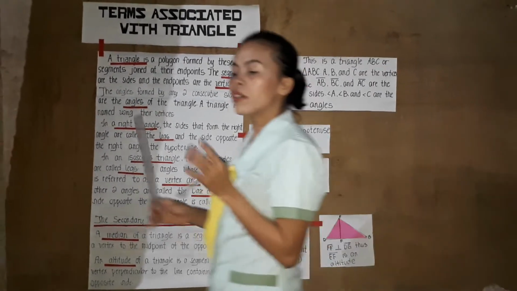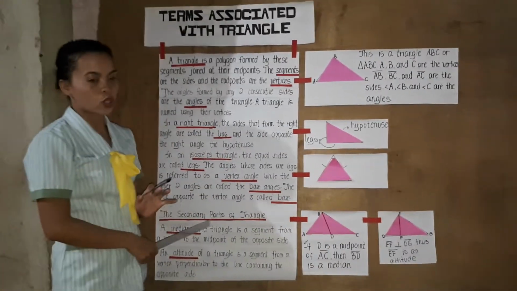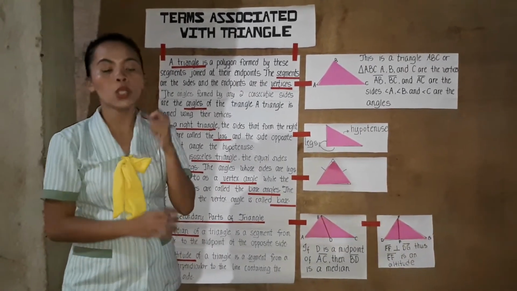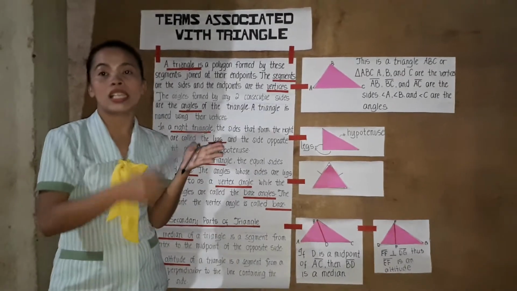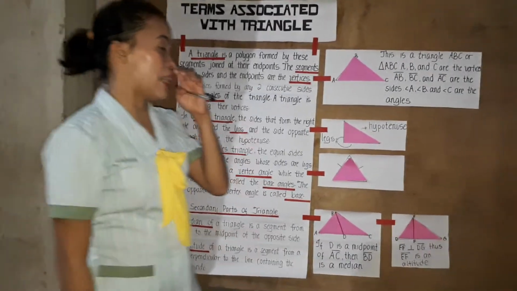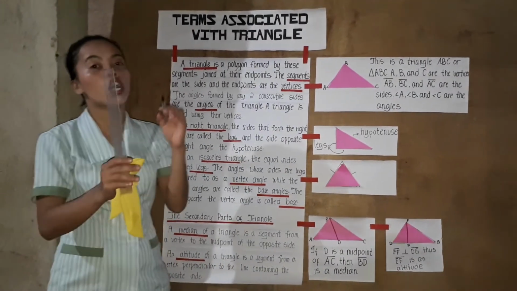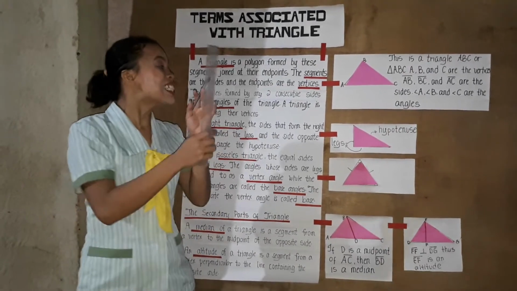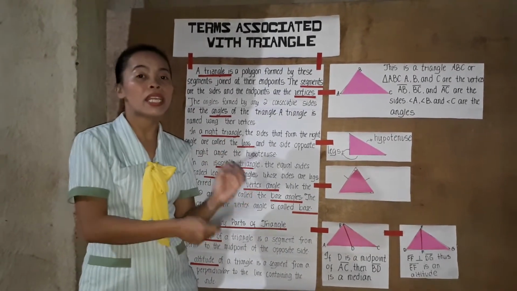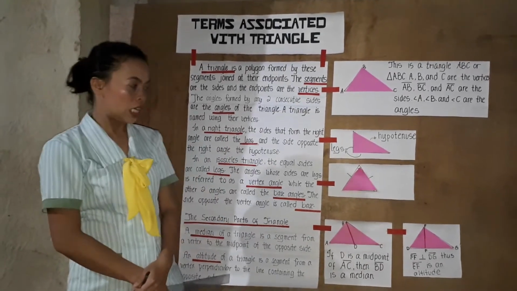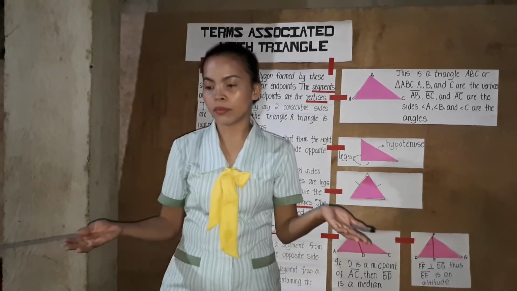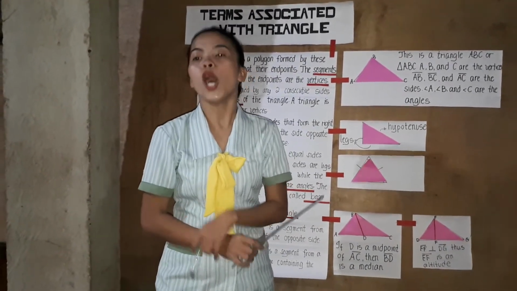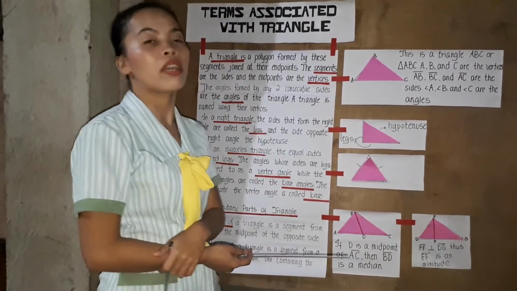Okay, so we're going to try this. Try to construct a triangle HIJ, and then locate its legs, its sides, its vertices, and its angles. And then try also, if triangle HIJ is an isosceles, try to find its legs, its base angles, and its vertex angle. Okay, let's check. So anyone? Did you get the correct answer? Okay, very good. I think we're ready for our exercises.